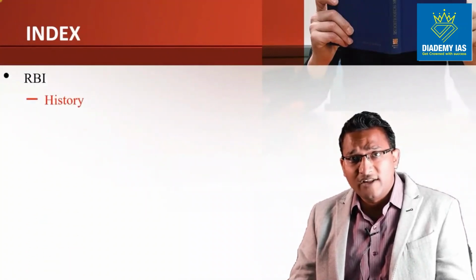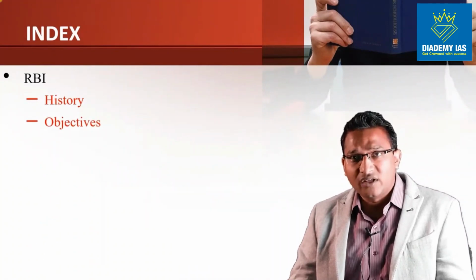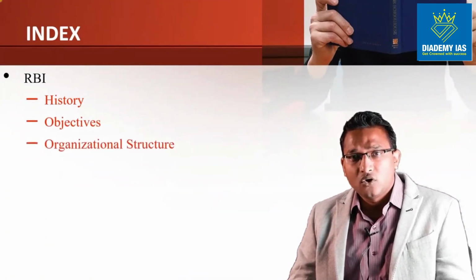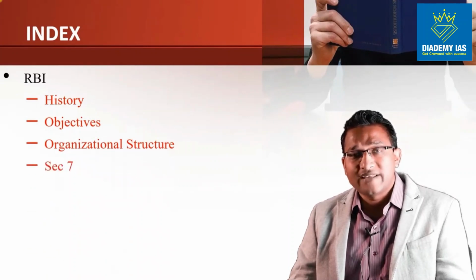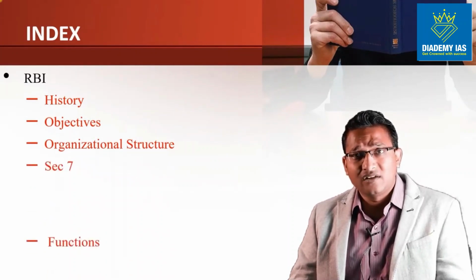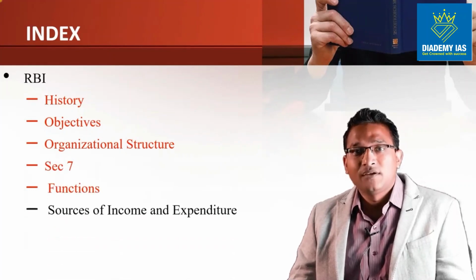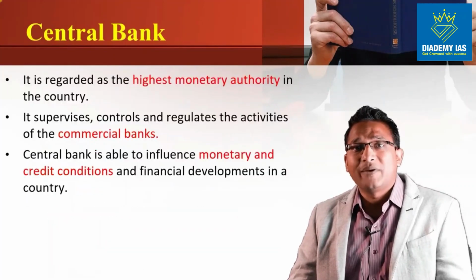History of the Reserve Bank of India, objectives of the Reserve Bank of India, organizational structure of the Reserve Bank of India, Section 7 of the RBI Act 1934, functions of the RBI, very important, and what are the sources of income and the expenditure for the Reserve Bank of India.